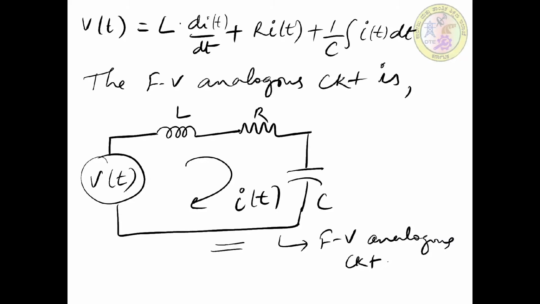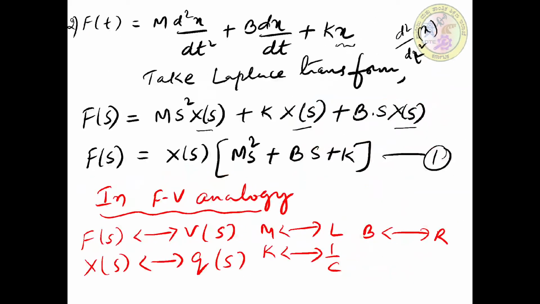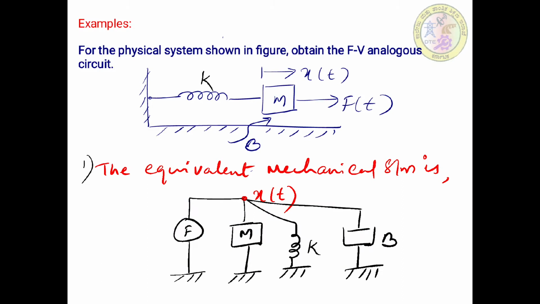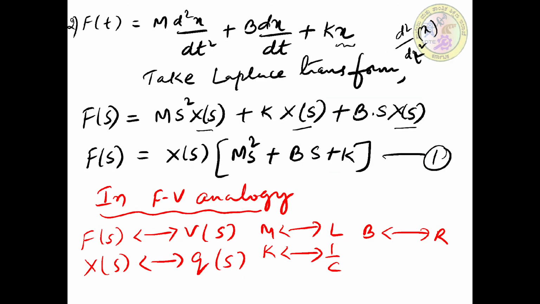The FV analogous circuit is written on the loop basis. So number of displacements is equal to number of loops. In the given problem there was one displacement X, which leads to one loop current I of t. So this is nothing but a one loop circuit. Okay, so what is the procedure to draw the analogous system? First we have to convert the given mechanical system into the equivalent mechanical system. For that equivalent mechanical system we have to write the differential equations at the nodes.